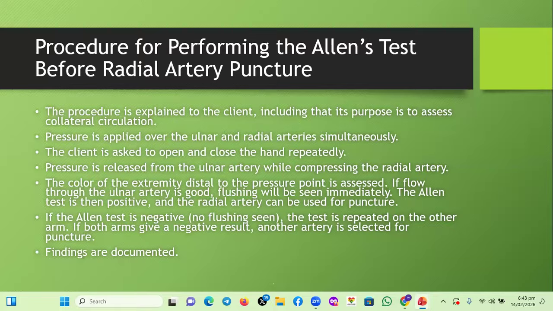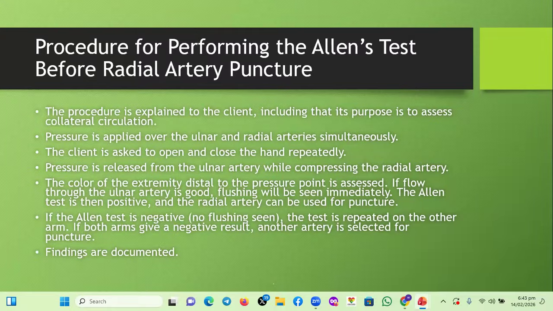Would it be adequate to supply the hand or the extremity with adequate blood supply? That is the whole purpose of this. Before you perform the procedure, you need to explain it to the client. It's non-invasive, it's just pressure you are going to apply. Ask the client to clench the hands and then release, and then look at circulation in the hands. So you need to explain the procedure and the purpose of why you are performing the Allen test to the client.